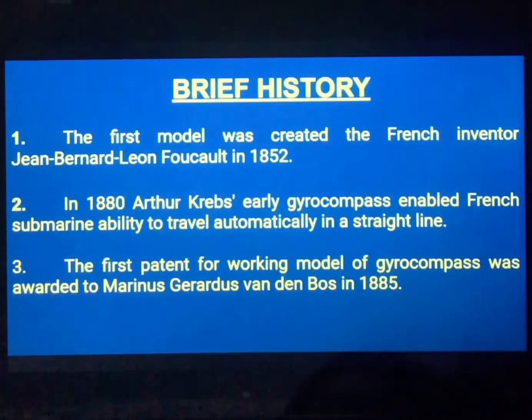The first patent for the working model of gyro compass was awarded to Marinus Gerardus van den Bos in 1885. After a period of testing, his device was successfully integrated into the German Imperial Navy in 1908. US ships quickly adopted the gyro compass that was produced by Elmer Ambrose Sperry, who patented his design in 1908.